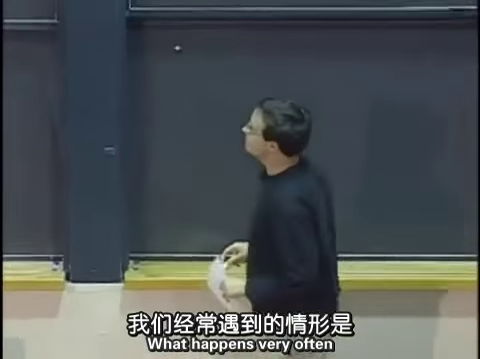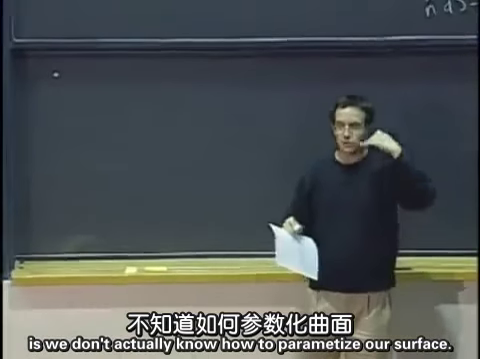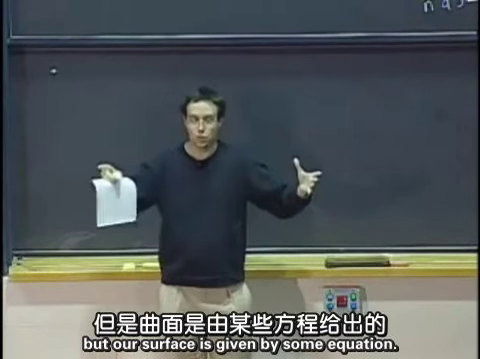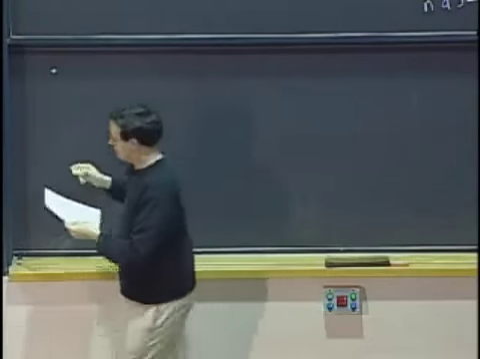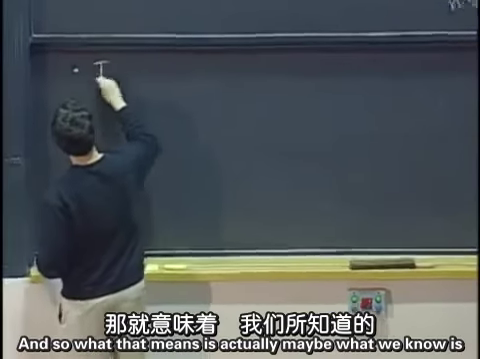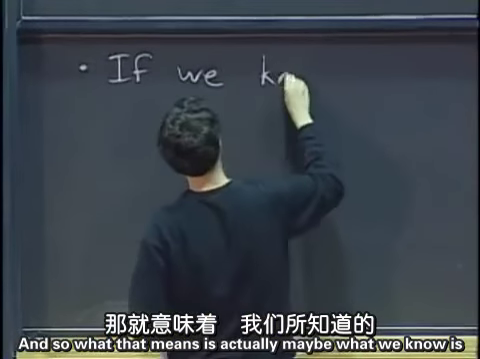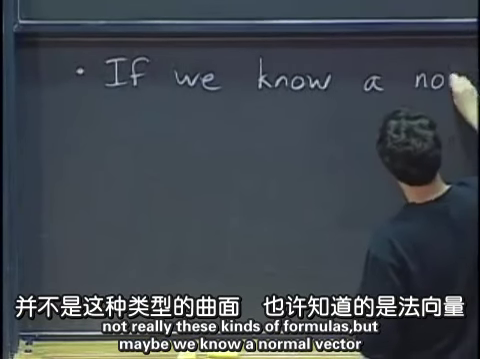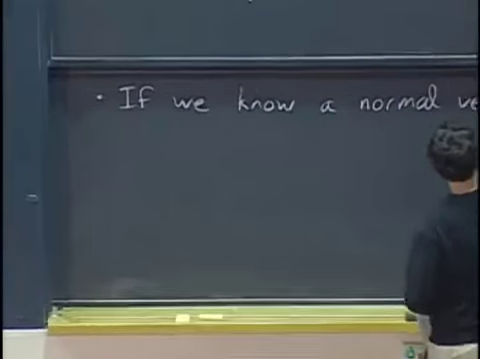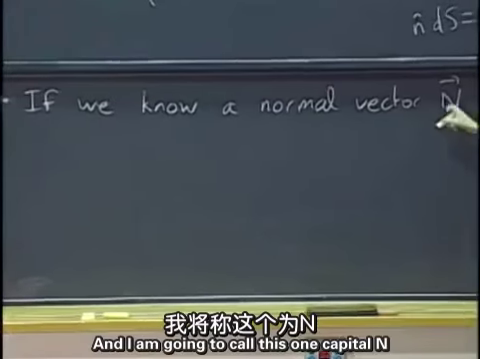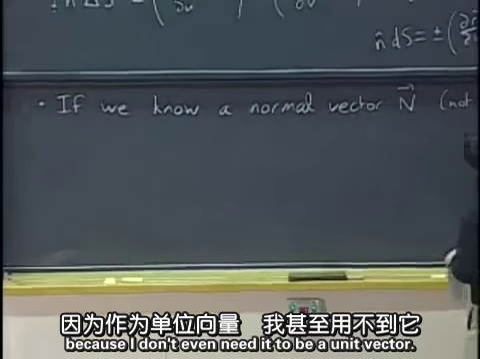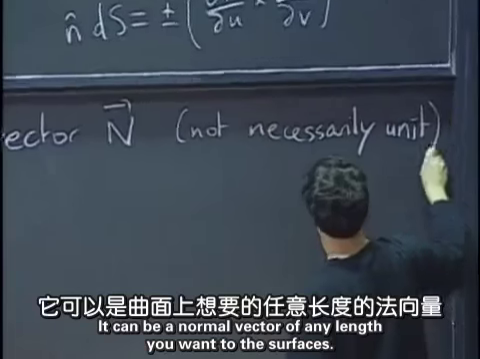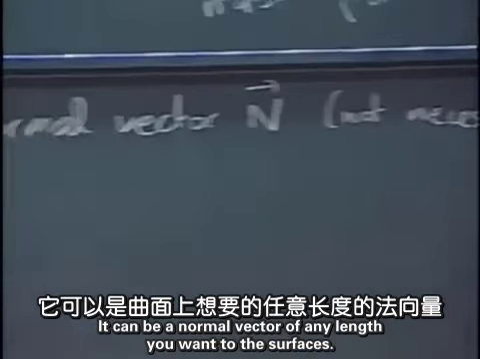Okay, so what happens very often is we don't actually know how to parameterize our surface. Maybe we don't know how to solve for z as a function of x and y, but our surface is given by some equation. So maybe what we know is not these kinds of formulas, but a normal vector, and I'm going to call this one capital N, because I don't even need it to be a unit vector, you will see. It can be a normal vector of any length you want to the surface.